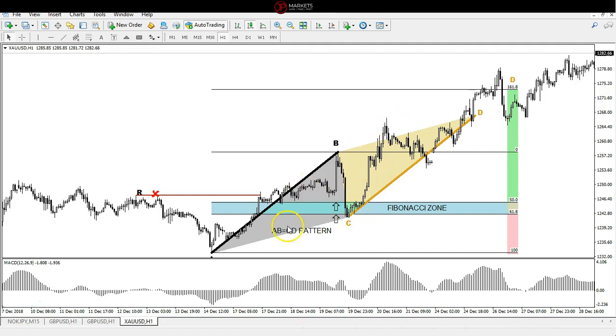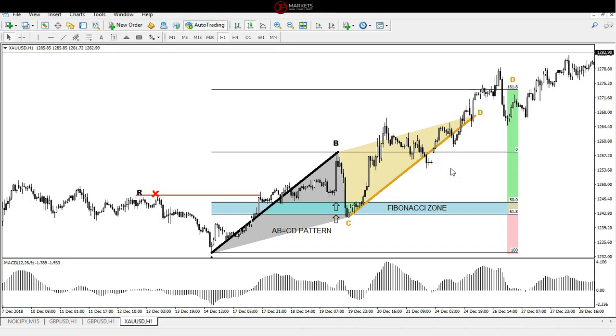So the rule with the ABC pattern says that the distance between A to B is the same distance you will cover from C, which is where you started trading from, all the way to D. So this would have been your first target if you're using the ABCD pattern, which I did with the support and resistance. Remember, same sizes of blocks, still ABC. All right, so this is a harmonic pattern, by the way.